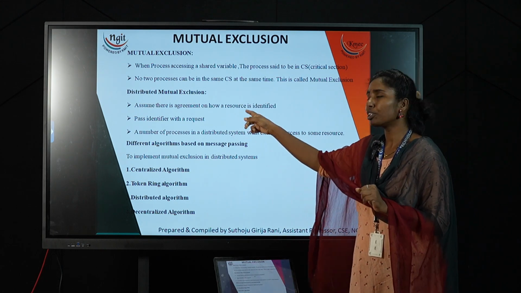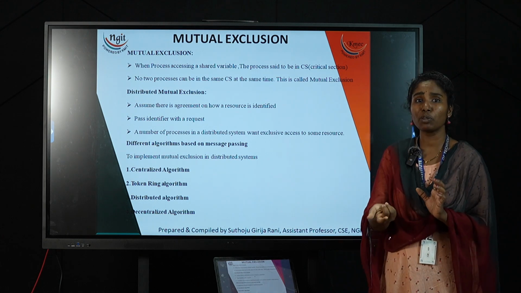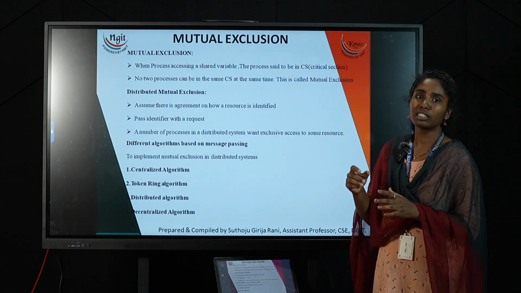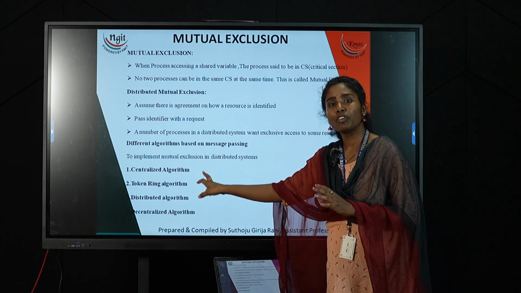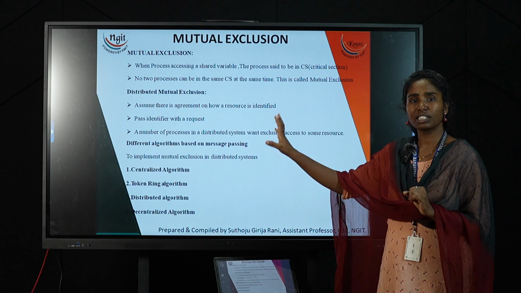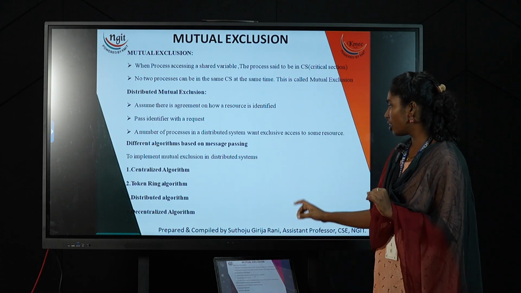Now, coming to distributed mutual exclusion, how we are going to deal with that will be a challenging thing for us. There we will go with the 4 algorithms as we have just listed: centralized, decentralized, distributed and token ring.